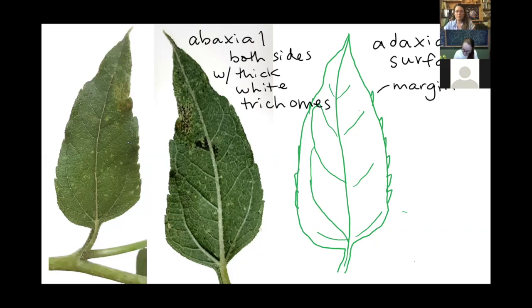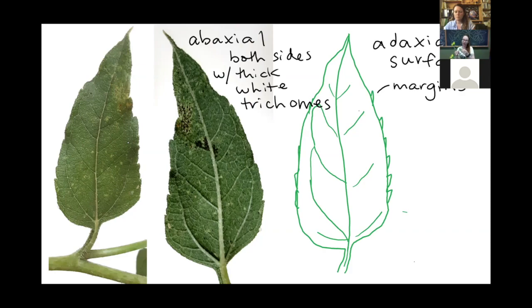Brittany, can you repeat the difference between adaxial and abaxial? Yeah, so adaxial is the upper surface of the leaf, the surface that points towards the stem. And the abaxial surface is the bottom side of the leaf, the side that points away from the stem.